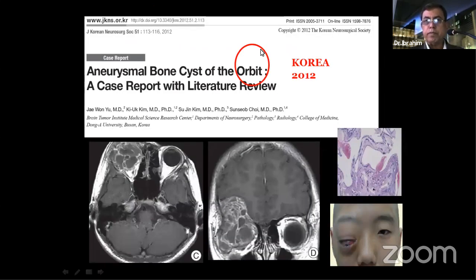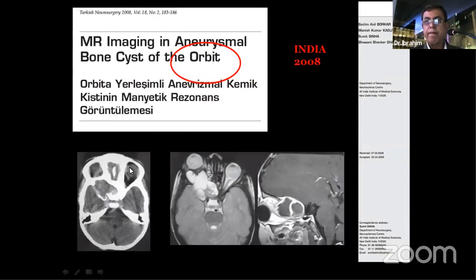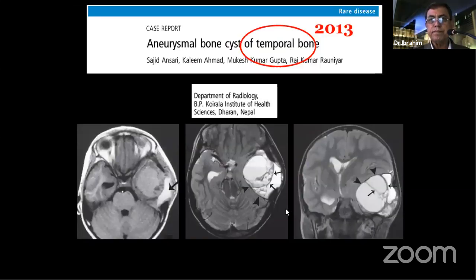It can affect the orbit, like this. Another paper from India about orbital involvement. And these cases are not good for the oculoplastic surgeons to do. This is the field of a neurosurgeon. So orbital surgery is the main domain for a neurosurgeon and not oculoplastic ophthalmologists.